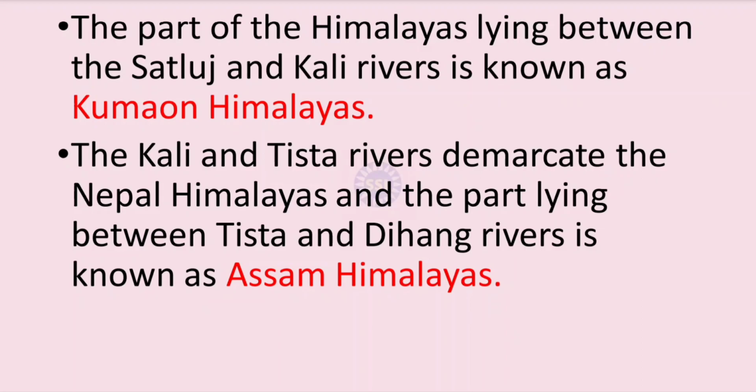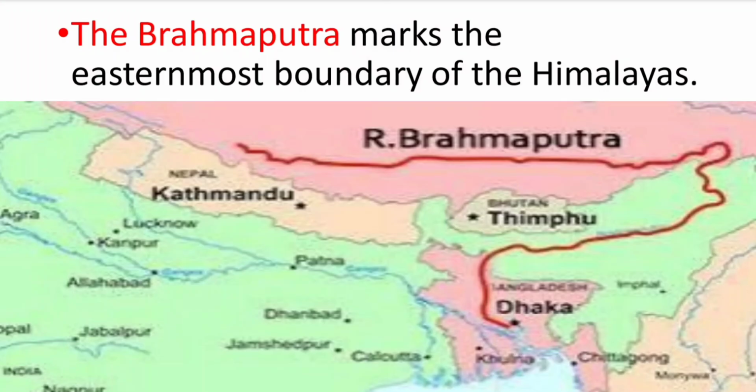And the Kali and Teesta rivers demarcate the Nepal Himalayas. The part lying between the Teesta and Dihang river is known as Assam Himalayas. In Assam, these are called Assam Himalayas. Brahmaputra marks the easternmost boundary of the Himalayas. Eastern boundary of the Himalayas is Brahmaputra.